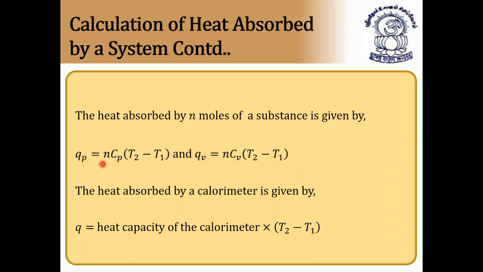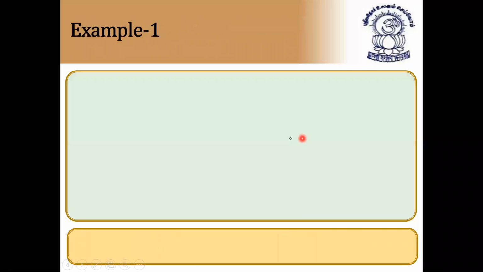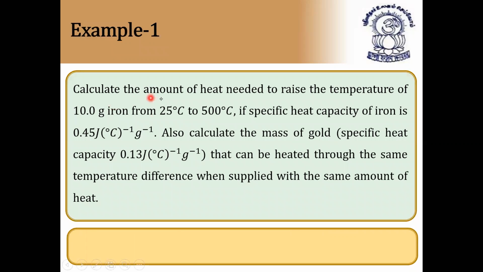So the difference between number of moles for molar heat capacity and mass for specific heat capacity. I hope it is clear. Now let us see the question. Calculate the amount of heat needed to raise the temperature of 10 grams of iron, they have given mass of iron, from 25 degrees C to 500 degrees C. So temperature T1 is equal to 25, T2 is 500. The specific heat capacity of iron is 0.45 joules per degree C per gram.